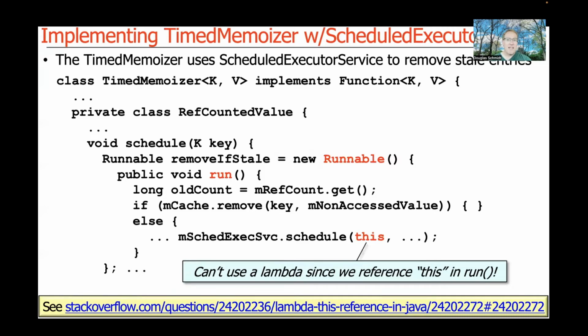Now, the reason why we're making this an anonymous inner class is because ultimately we're going to schedule this object with the scheduled executor service. Because of that, we have to use an anonymous inner class. We can't use a lambda expression because lambda expressions aren't objects, and therefore they don't have a this reference, whereas the runnable anonymous inner class we're doing here does have that. If you want to learn a bit more about this distinction between lambdas, which are not objects, and anonymous inner classes, which are objects, take a look at the link at the bottom of the slide.